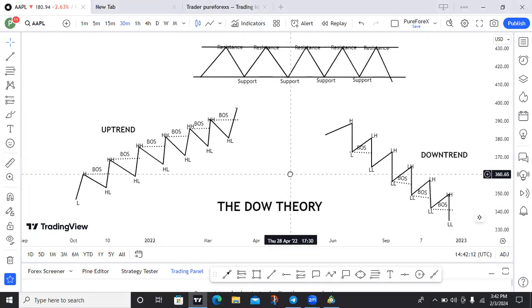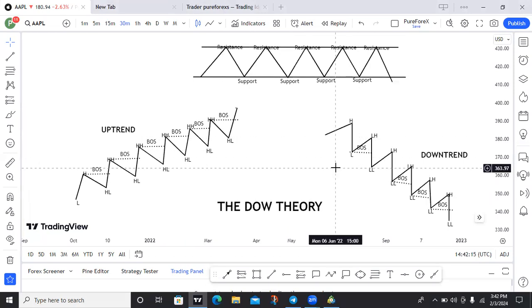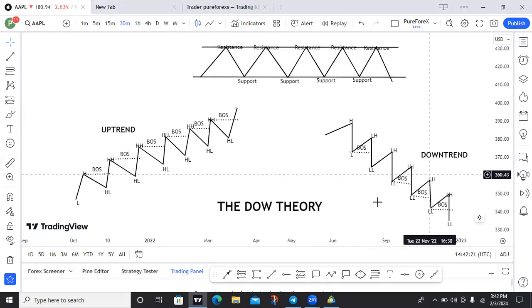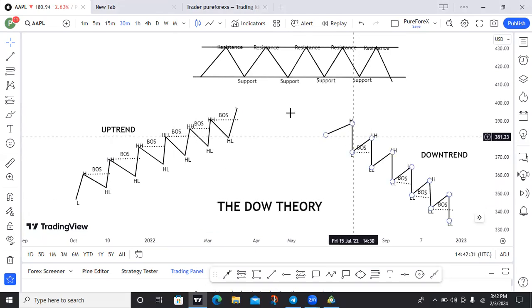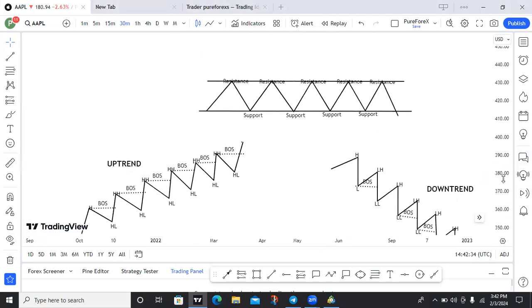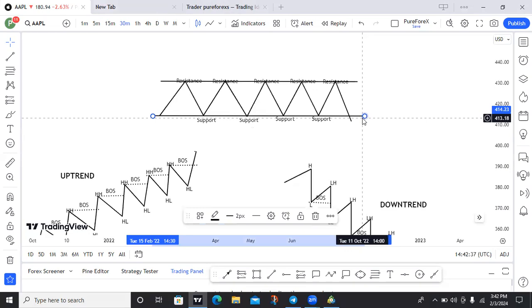So let's talk about consolidation. Whenever the market is creating characteristics of a downtrend, this means that sellers are empowering the market, like this example. Whenever the market is creating characteristics of an uptrend, it means that buyers are controlling the market. So whenever the market is moving in consolidation like this, I'm going to remove this line again.